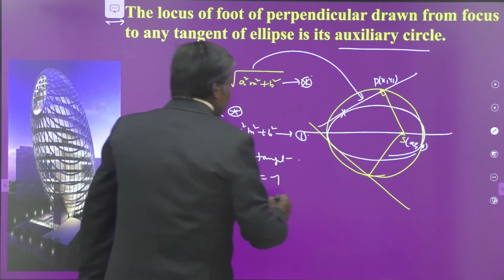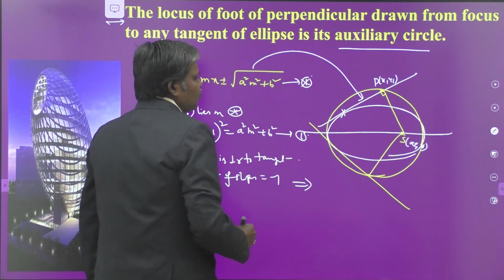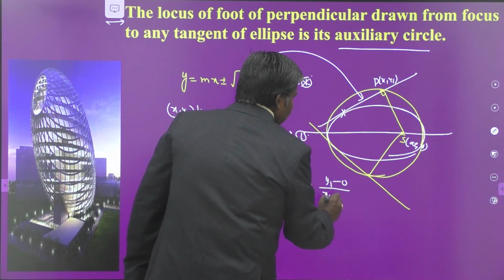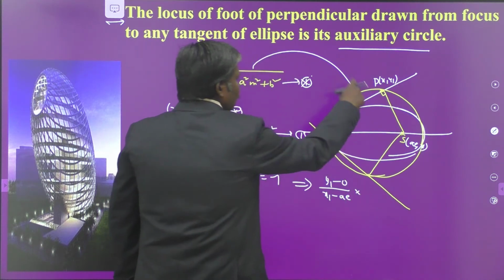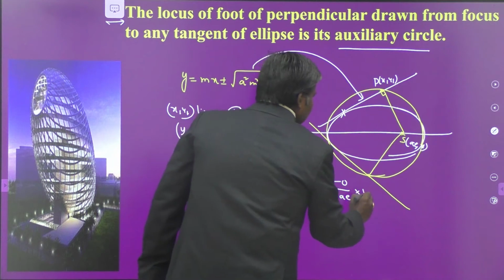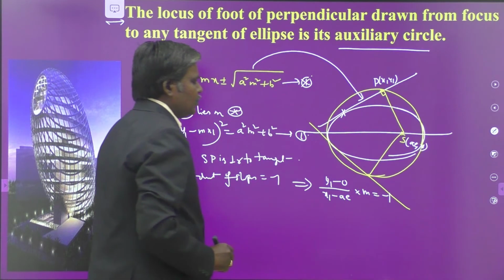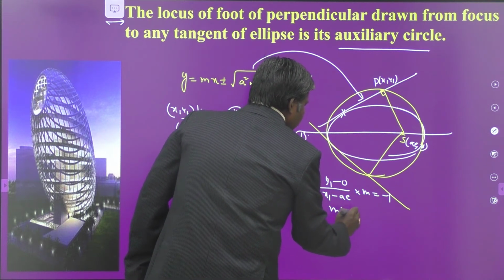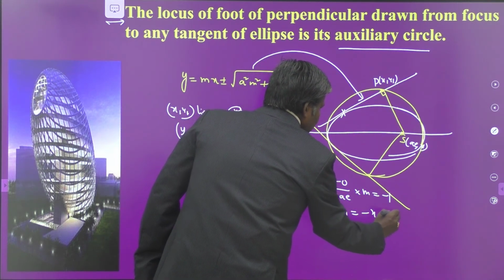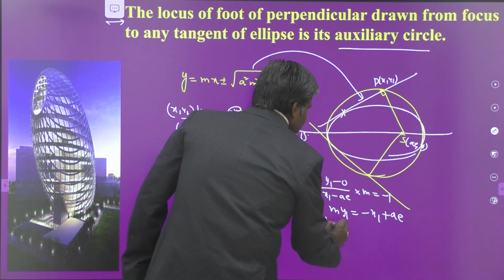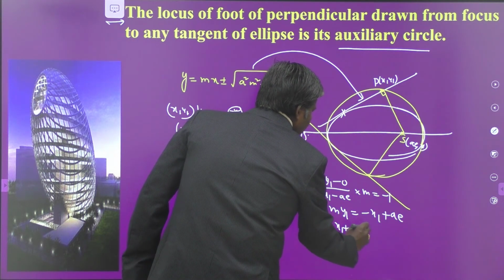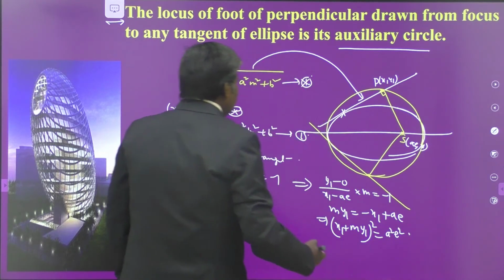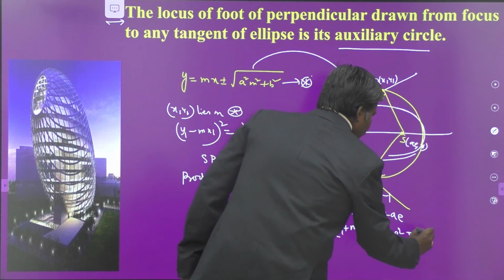What is the slope of SP? Slope of SP is equal to (y1 minus 0) by (x1 minus ae), into the slope of tangent, which is m, that is equal to minus 1. This is the other condition. So m y1 is equal to minus x1 plus ae, which implies (x1 plus m y1) whole square is equal to a square e square. This is condition number 2.